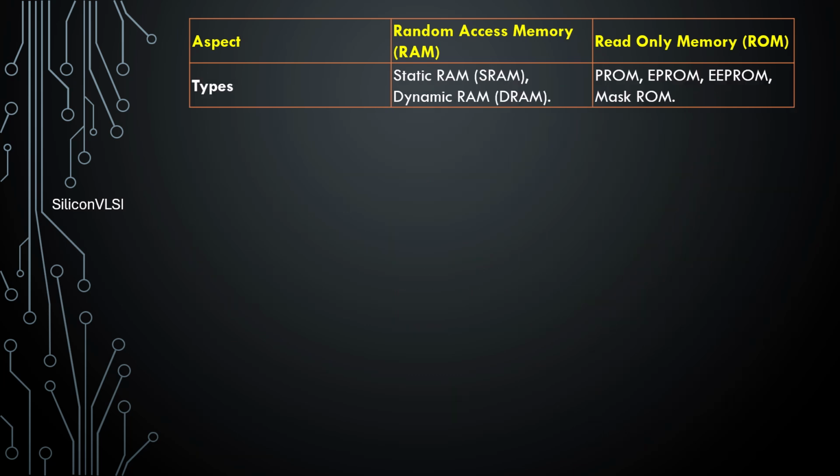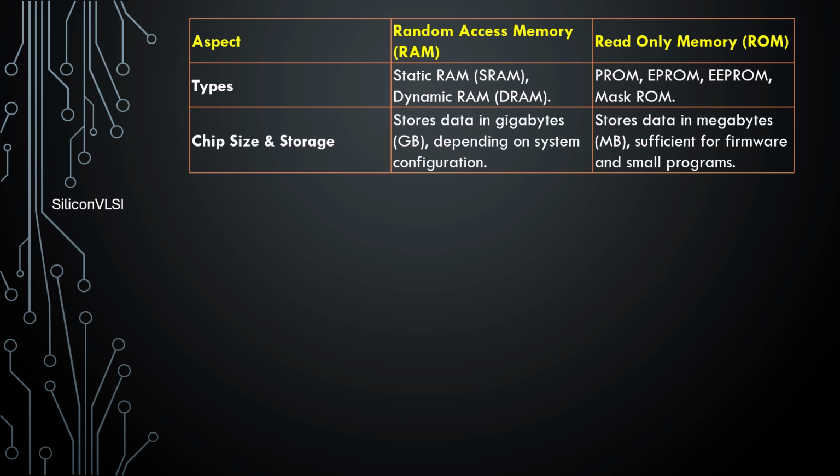In terms of type, RAM has static RAM and dynamic RAM, while ROM has PROM, EPROM, EEPROM, and mask ROM. In terms of chip size storage, RAM stores data in gigabytes depending on the system configuration, while ROM stores data in megabytes, sufficient for firmware and small programs.